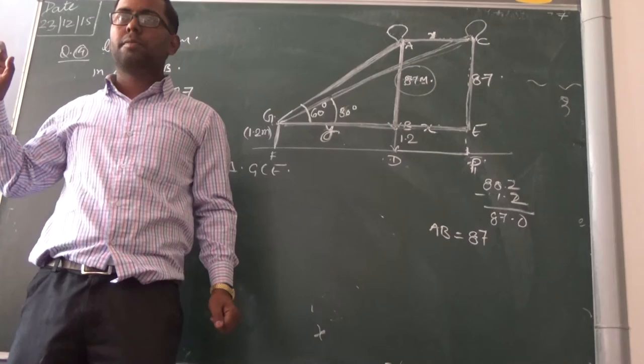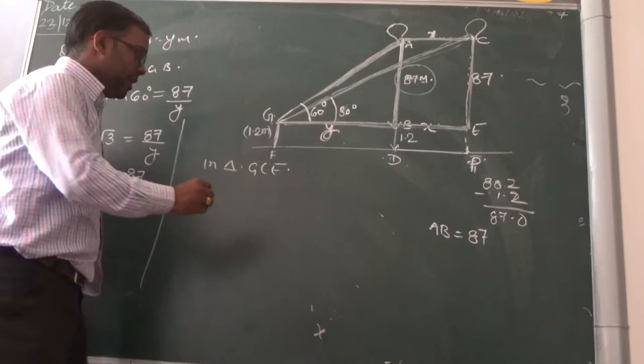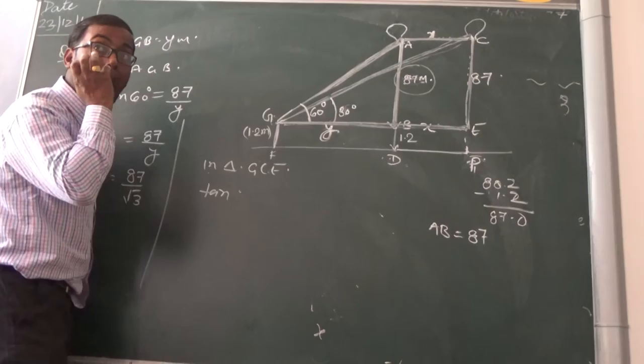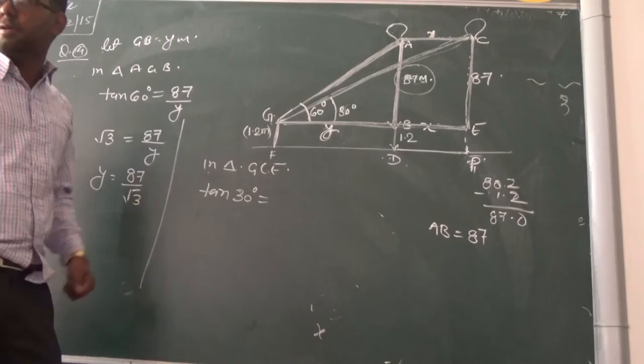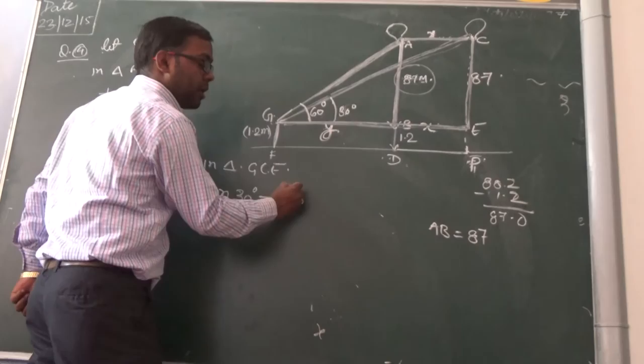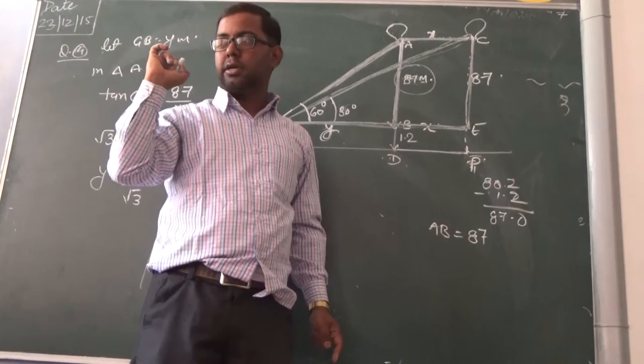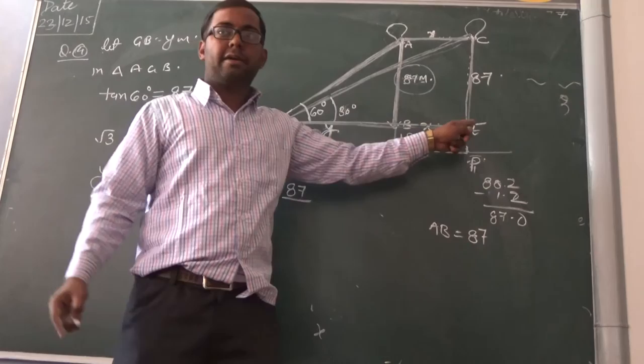Now, in triangle GCE, tan of how much, 30 degrees or 60 degrees? 30 degrees. Tan 30 degrees is equal to perpendicular over base. The perpendicular is how much? 87. So 87 divided by base. What is the length of the base here?